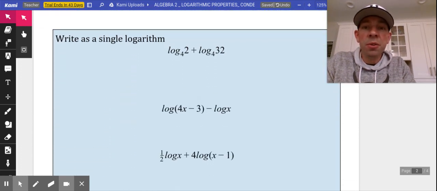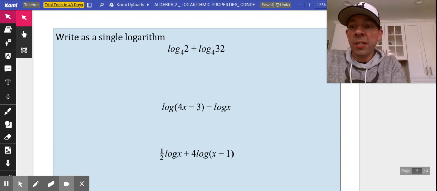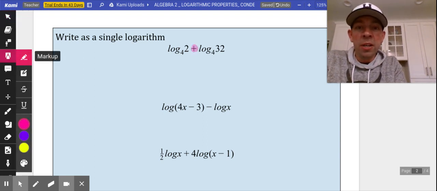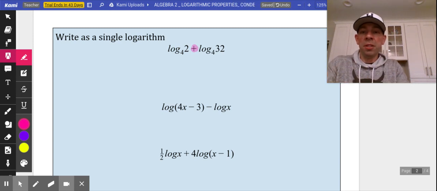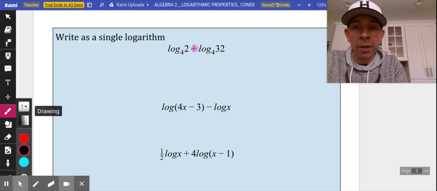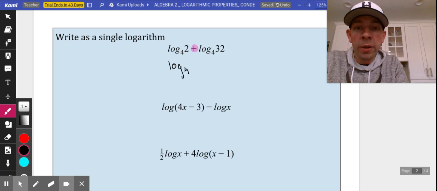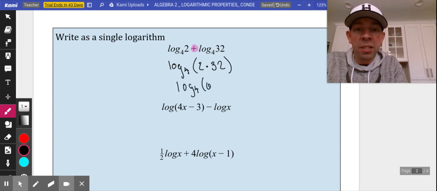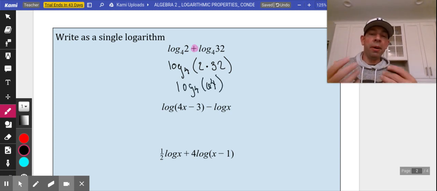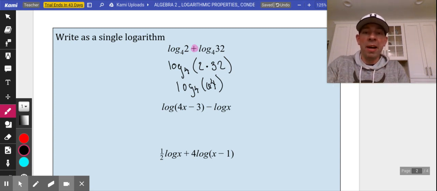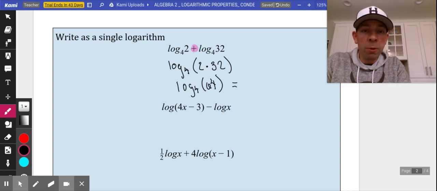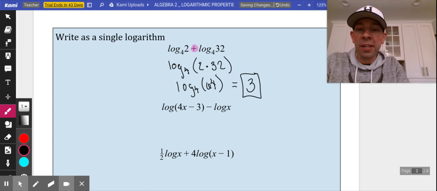So I want to try to rewrite these as a single log. The first thing I notice is that I do have addition. So I'm thinking I'm going to put them together using multiplication. I'm going to use a real small step here. I'm going to say log base 4, and then in parentheses, I've got 2 times 32. Now, of course, you're going to multiply them together to make 64, and then you just always keep your eyes peeled for opportunities. That's what I call them, opportunities to simplify. And 4 to what power equals 64? That's just a 3. So we got a really clean, simple answer here.